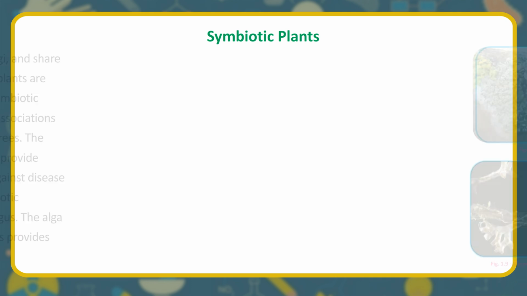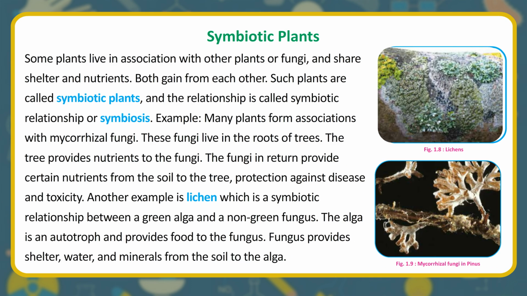Symbiotic plants. Some plants live in association with other plants or fungi, and share shelter and nutrients. Both gain from each other. Such plants are called symbiotic plants, and the relationship is called symbiotic relationship or symbiosis. Example: many plants form associations with mycorrhizal fungi.